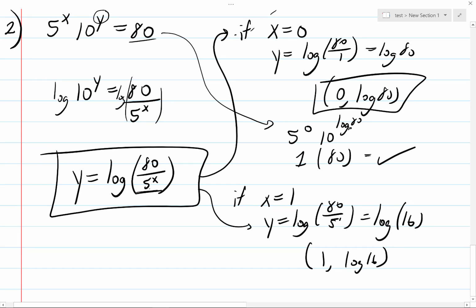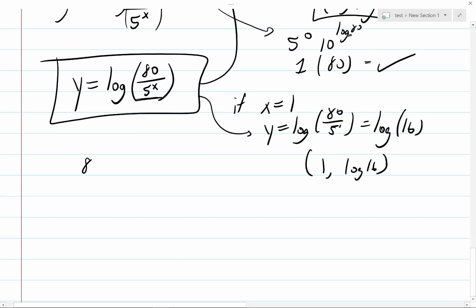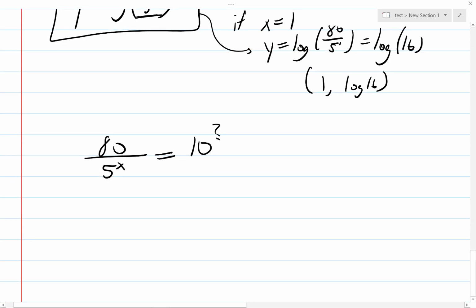Because you want the 80 over 5 to the x to be a nice power of 10, right? If you want to find a common answer. So you want 80 over 5 to the x equals 10 to something. And so then I was going to just try to play with it and see if I can make tens. So 80 is, if I just keep dividing by 2, 2 times 40, which is 2 times 20, which is 2 times... what have I got so far? I've got 2, 4, 8, 16, and then an extra 5 at the end. And then on the bottom I've got 5 to some power, right?